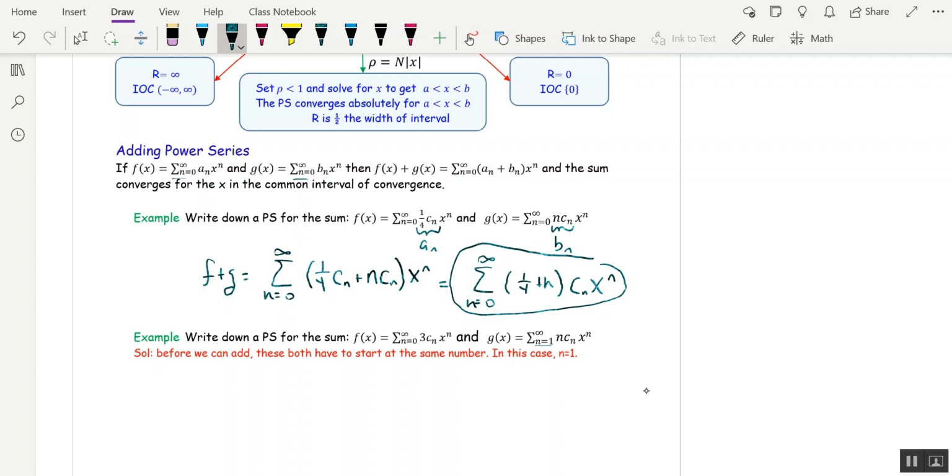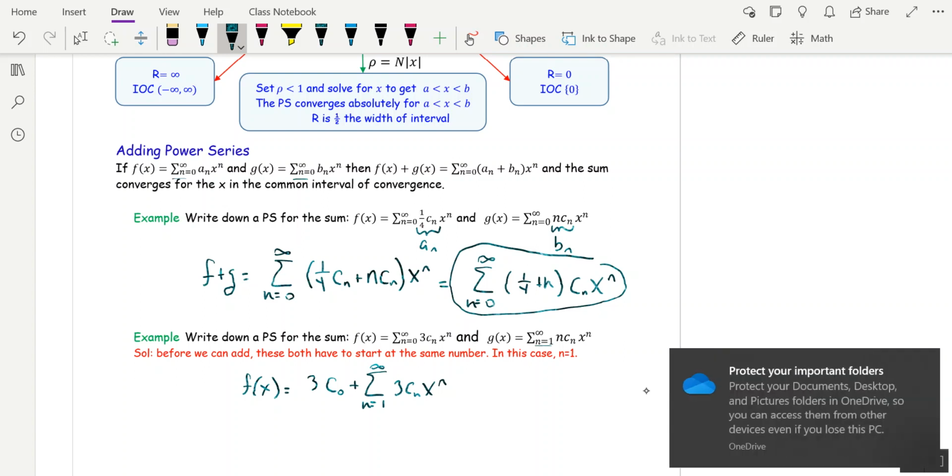So what we need to do is rewrite f like this. We want it to start at 1. So we'll just start it at 1: n equals 1 to infinity of 3c_n x to the n. But I took off the 0 term. So when n is 0, I'll just put that term over here, 3c naught. Now I've got all the terms. Here's the n equals 0 term, and here are the n equals 1 to infinity terms.